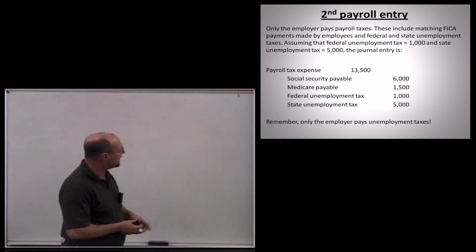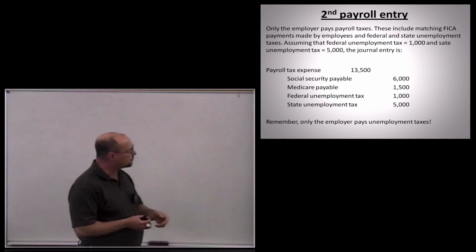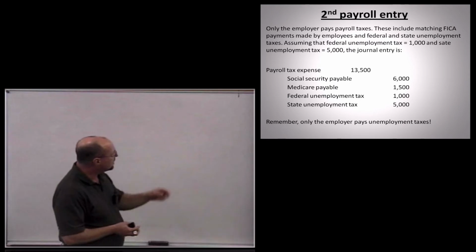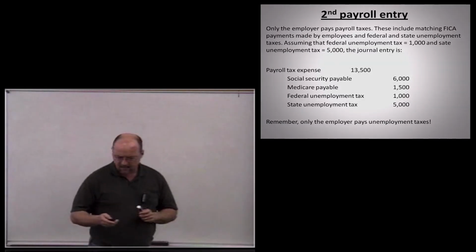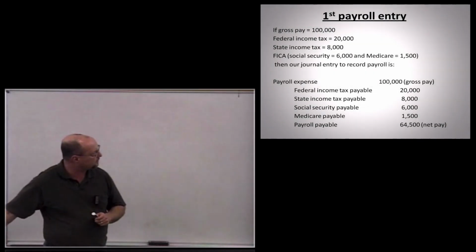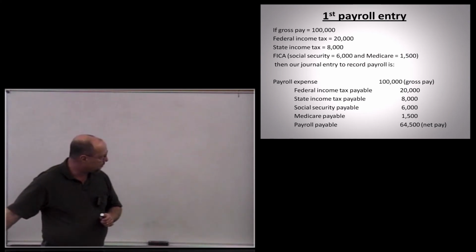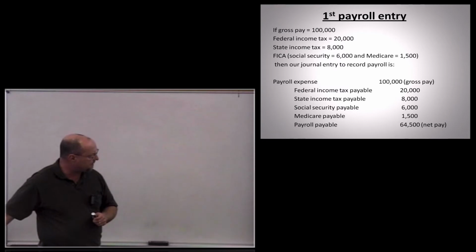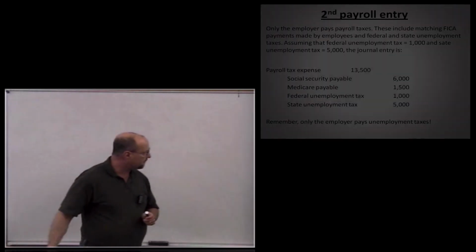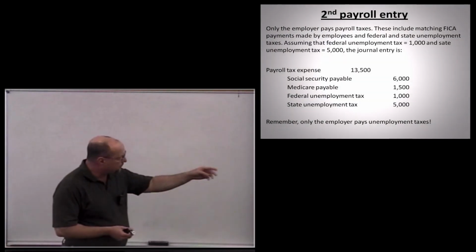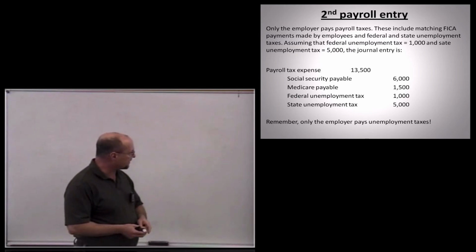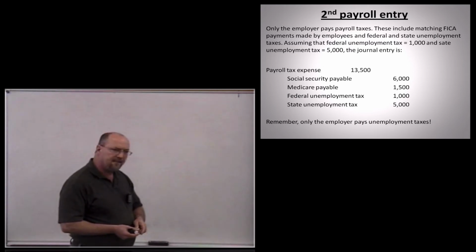Okay, now again, I just simply made up some numbers to illustrate the point. Assuming federal unemployment tax is $1,000 and state unemployment tax is $5,000. And from the previous slide, let's just go back and see what it looks like. Okay, there was $6,000 of Social Security, $1,500 of Medicare. So if we add up those 4 employer payroll taxes, that comes to $13,500.